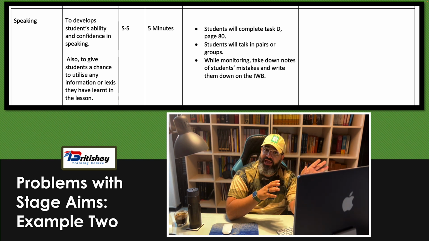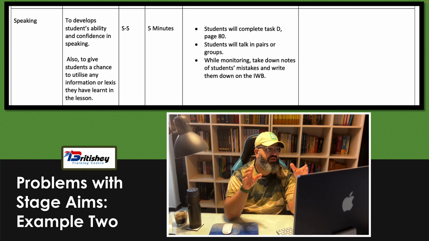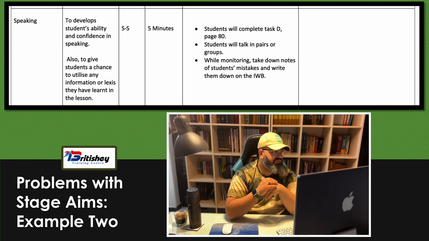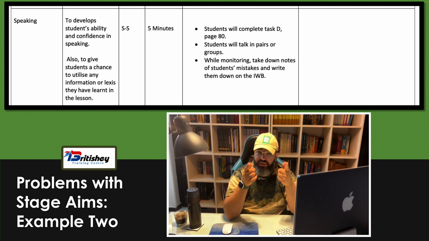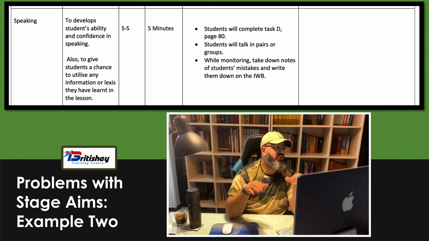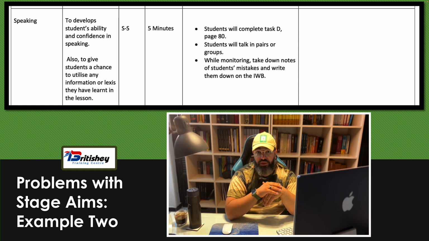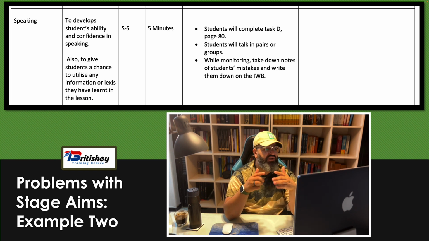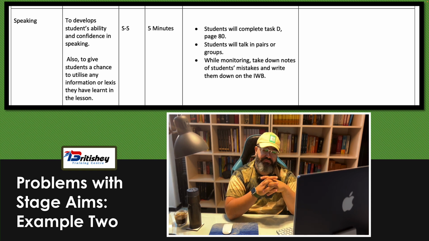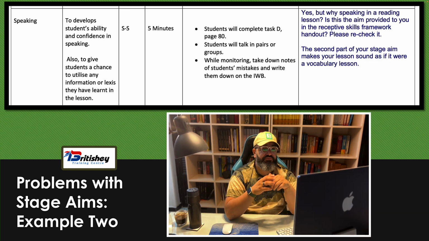Good. Now, another example, and focus on the second column. The first one has the stage name, and the second column the stage aim. Let's read it. To develop students' ability and confidence in speaking. Okay, second one. Also to give the students a chance to utilize any information or lexis they have learned in the lesson. Let's see my comments.